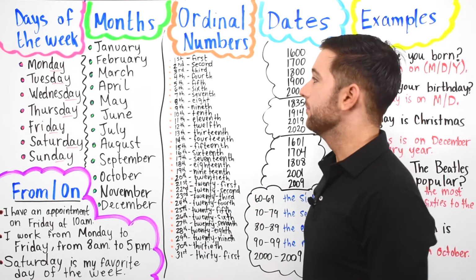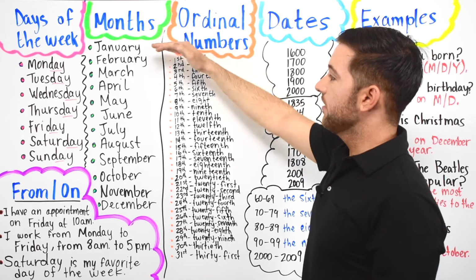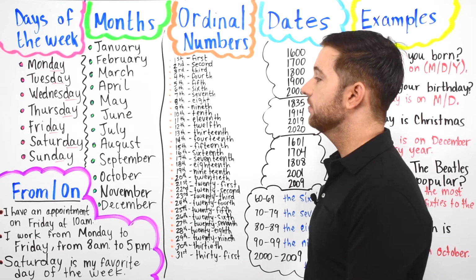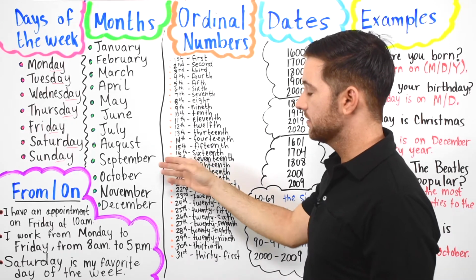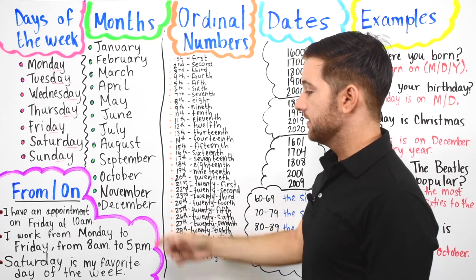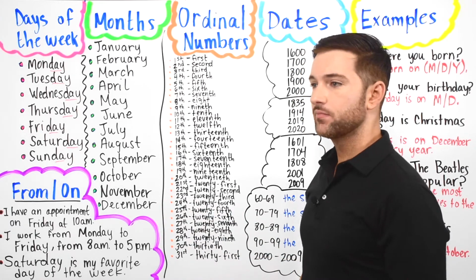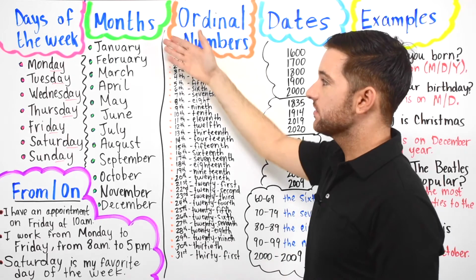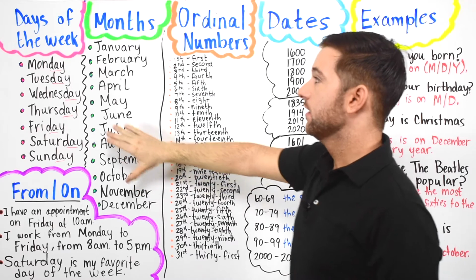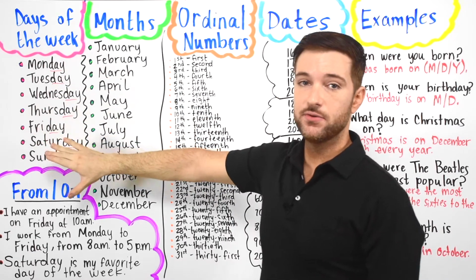I'll say it one more time. January, February, March, April, May, June, July, August, September, October, November, and December. Okay, so these are the months of the year. Make sure to memorize these. Also, make sure to memorize the days of the week.